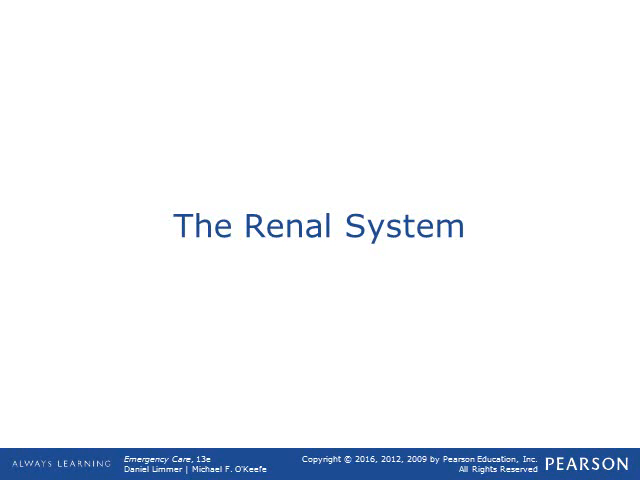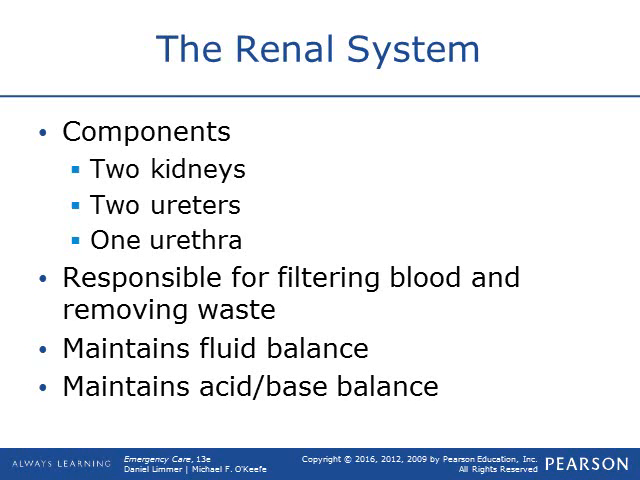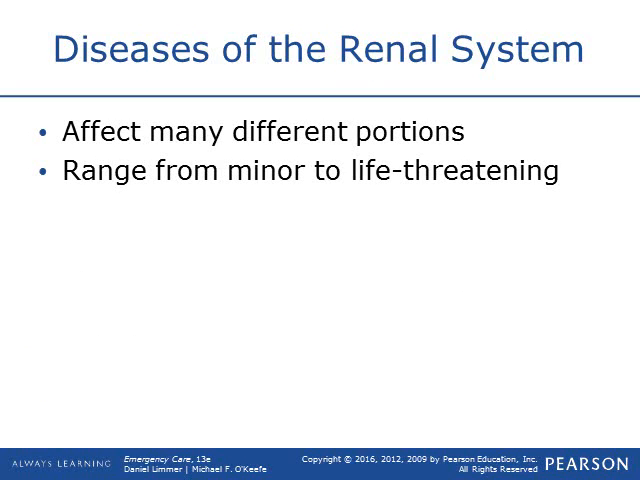Next, we'll talk about the renal system. Components of the renal system: you've got 2 kidneys, 2 ureters, and 1 urethra. The job of the renal system is filtering blood and removing waste. It helps maintain your fluid balance and pH balance within the body. Diseases of the renal system can affect different portions of it and range from very minor to life-threatening.